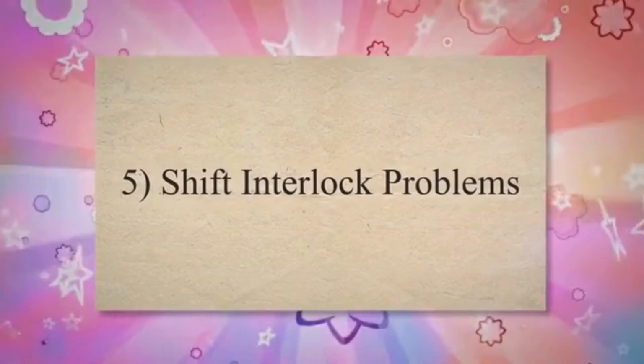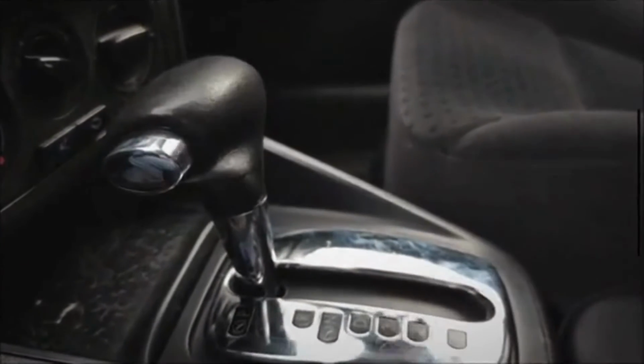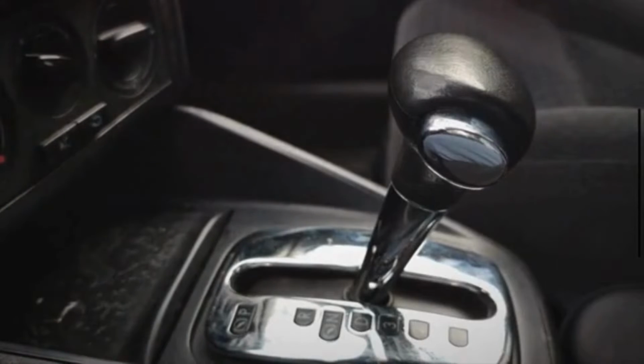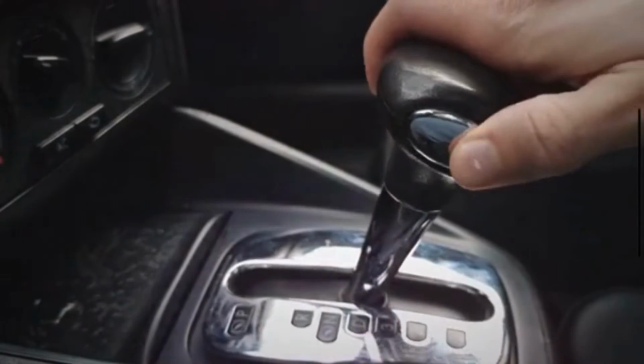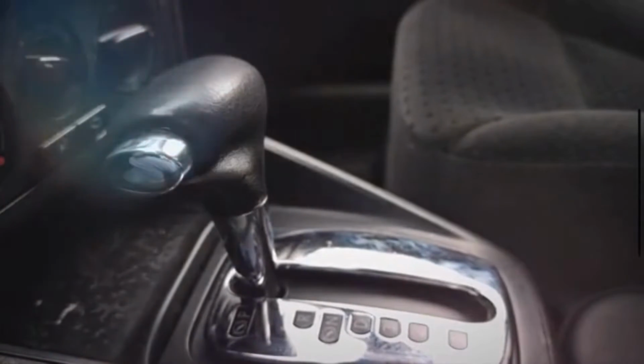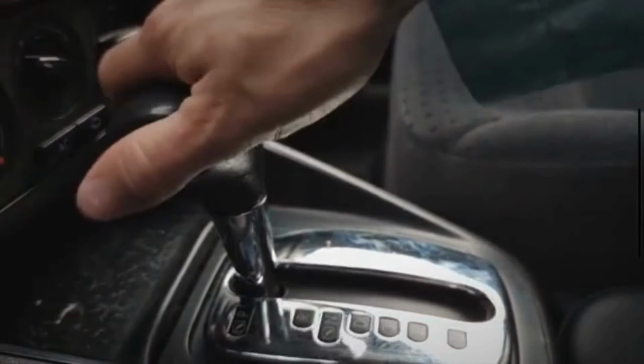5. Shift interlock problems. In vehicles with automatic transmissions, the brake light switch is often connected to the shift interlock system. A bad brake switch can prevent the interlock from releasing, making it difficult to shift out of park.